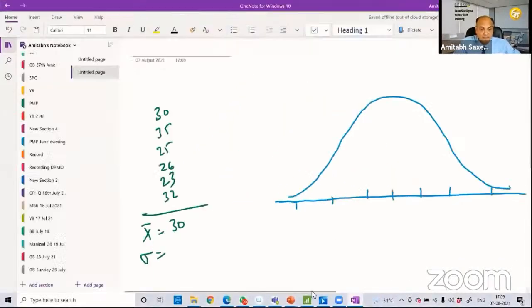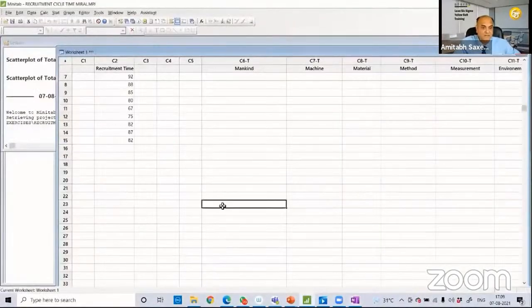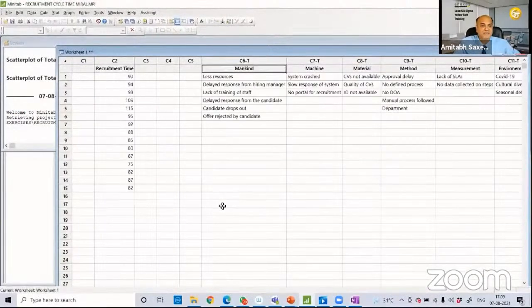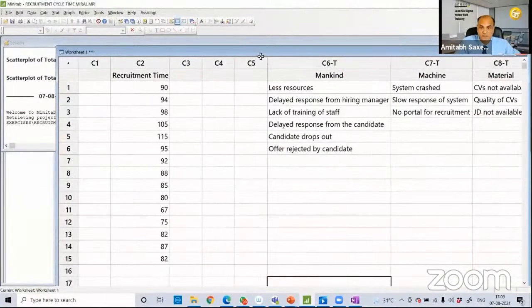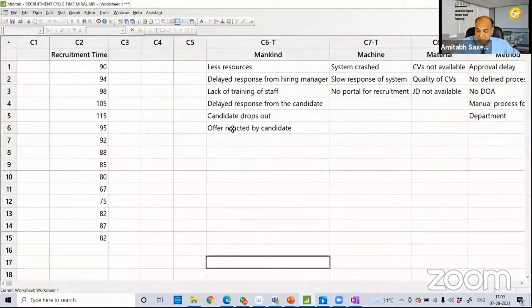For example, I have Minitab. I've got a recruitment cycle time example of a process. Those who are green belts, black belts, I see some of my certified green belts here. Why are you here? Okay, you forgot or what? Okay, it doesn't matter. Always good to revise things.